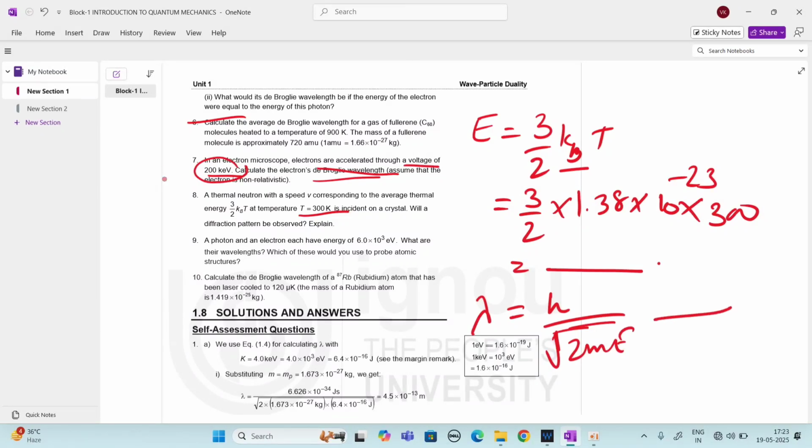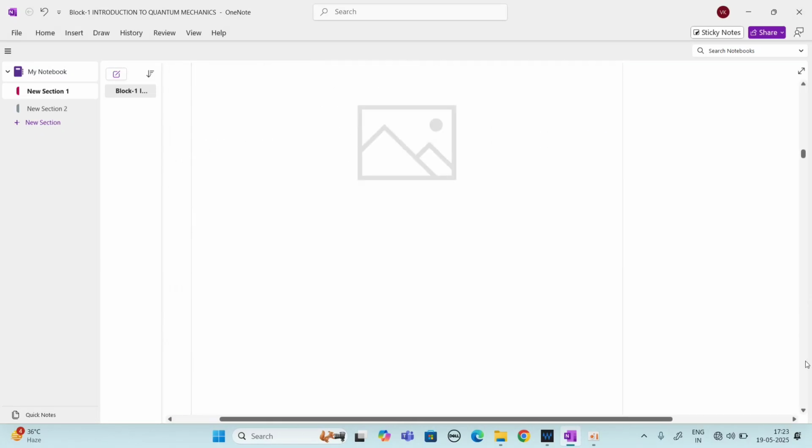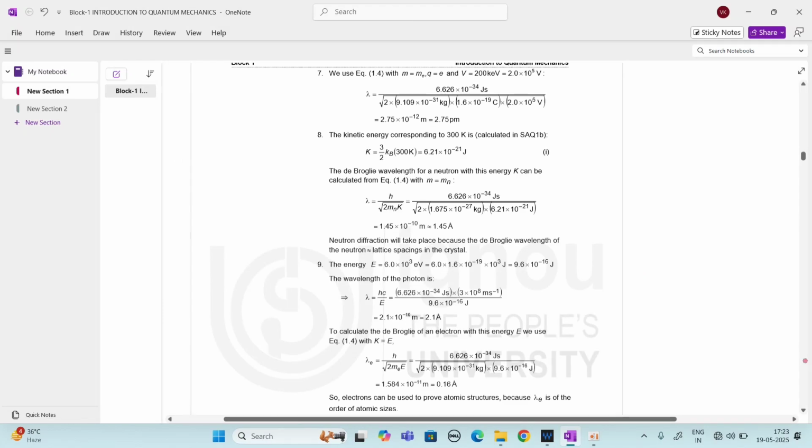And we will see that this value of the wavelength in question number 8 comes out to be 1.45 angstrom. To observe the diffraction pattern in neutron diffraction, the value of the de Broglie wavelength should be comparable to the size of the lattice spacing. Lattice spacing means a, b, and c, the lattice constants in the crystal.